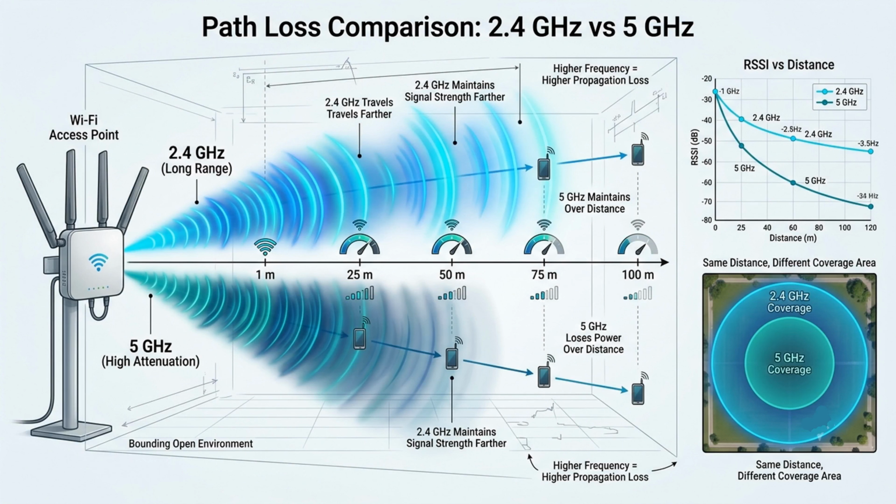Path loss comparison between 2.4 GHz and 5 GHz. 5 GHz signal attenuates at a greater rate than 2.4 GHz. The higher the transmission frequency, the higher the propagation loss is for the same distance.